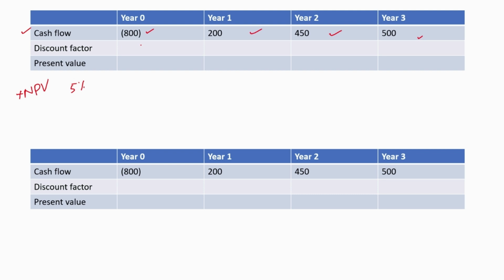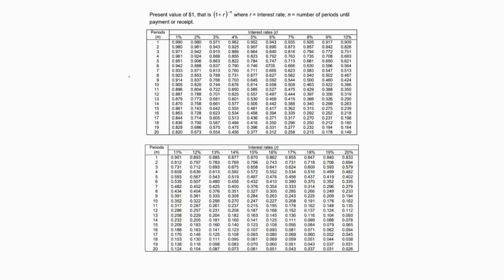Now you know for year 0, the discount factor is 1. Now let's refer to the present value table and find the discount factors for year 1, 2 and 3. So this is the present value table. The cost of capital is 5%. So it will be this column and these are the discount factors for 1, 2, 3. 0.952 for year 1, 0.907 for year 2, 0.8642 for year 3.